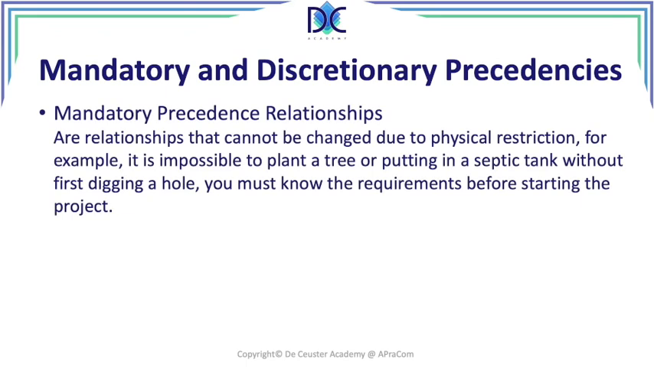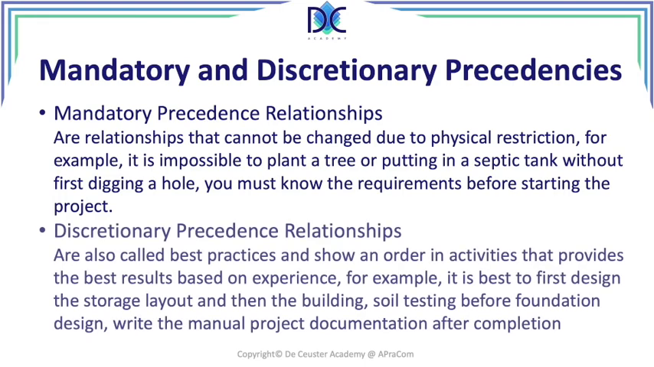We also have to make a distinction between mandatory and discretionary precedences. When we look at mandatory relationships, we cannot change the relationship because there are physical restrictions. You cannot plant a tree before digging a hole. So you have to understand these requirements. Is there a mandatory precedence relationship, yes or no? When we have discretionary precedence relationships, typically we are ordering the activities taking into account best practices. We can do these differently, but we have to be careful. If we don't use best practices, it may have an effect on the final project.